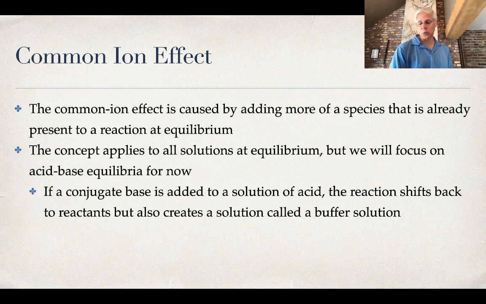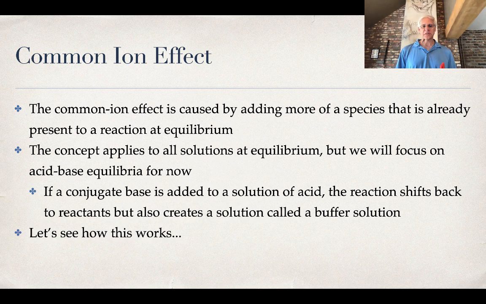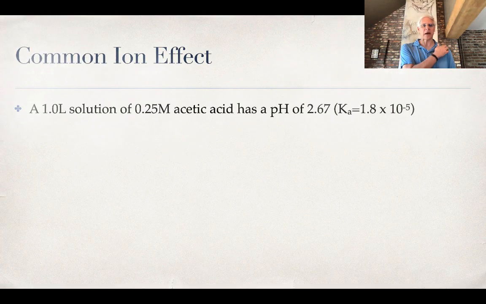And so if we were to take a solution of weak acid that is at equilibrium, and we add some of a source of its conjugate base to that solution of acid, what we would find is that we're essentially adding a product. And so by adding a product, the reaction says I have too much product now, and it's going to have to shift back towards reactants. And when it does that, it creates a solution that is called a buffer solution. Let's see how this works mathematically here.